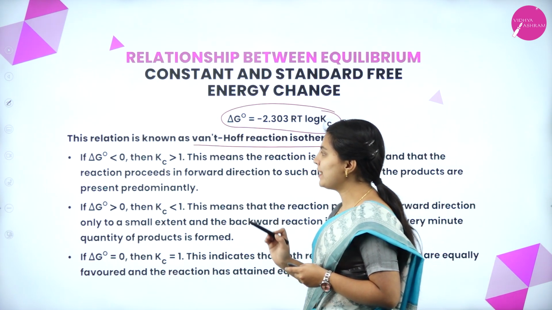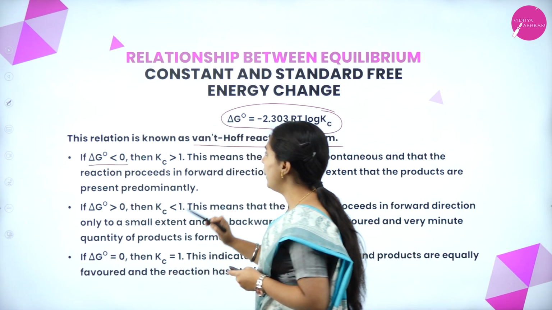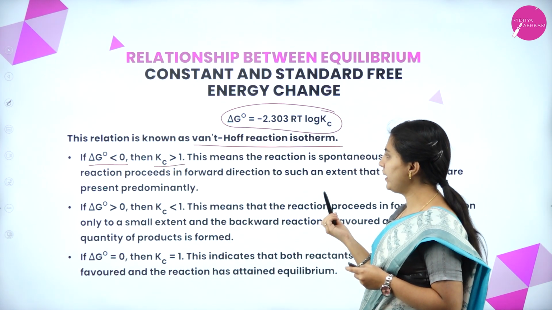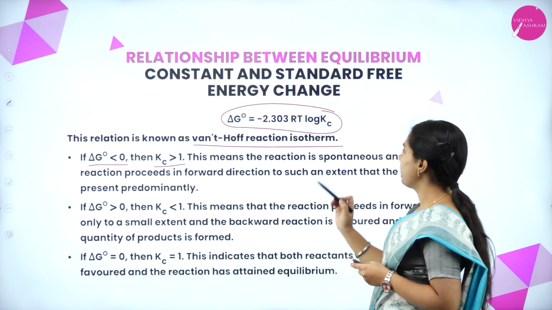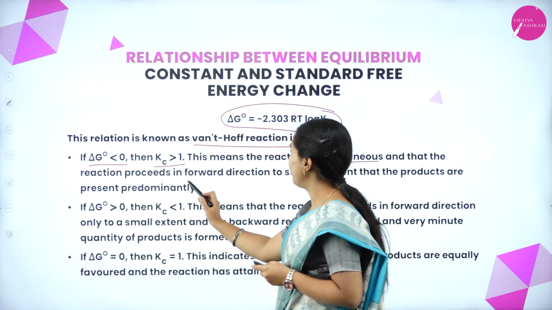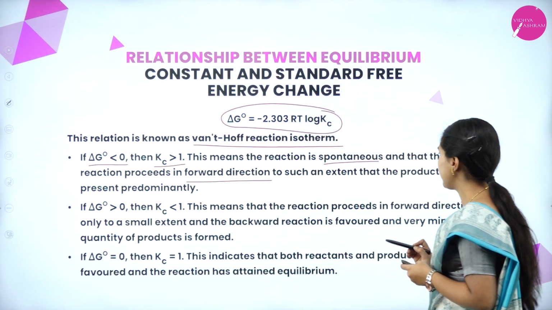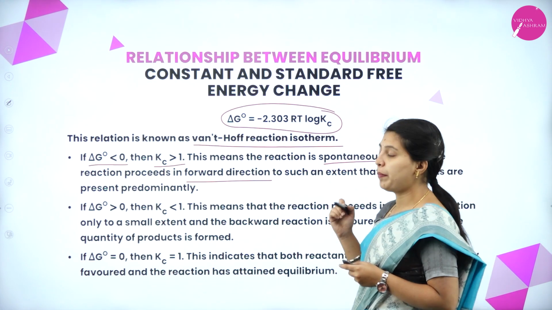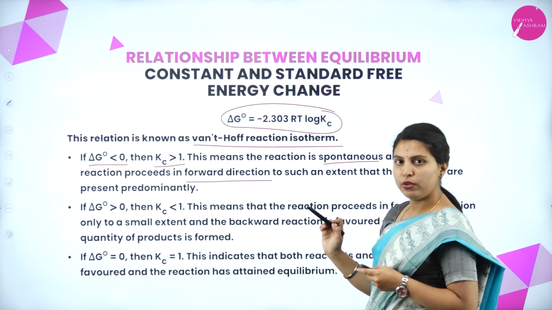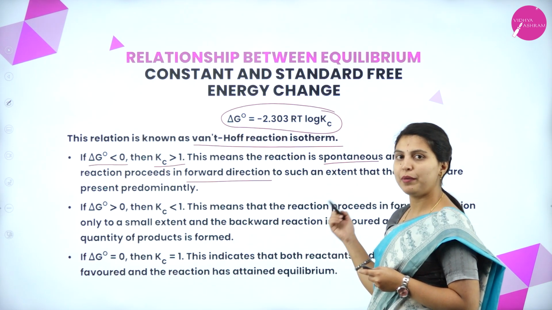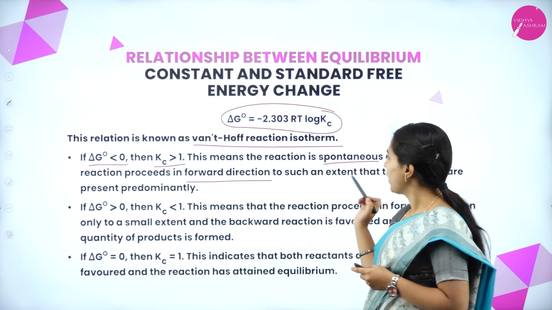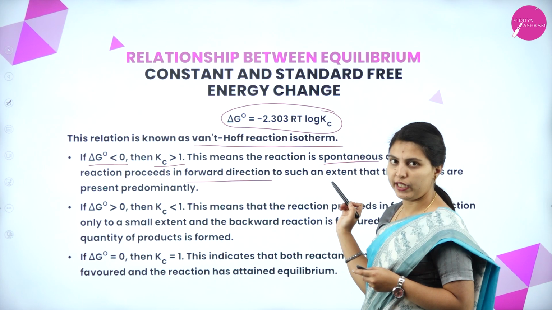If delta G naught is less than 0, then the equilibrium constant will be greater than 1. This means the reaction is spontaneous and proceeds in the forward direction to such an extent that the products are present predominantly. Means if the standard free energy is less than 0, the equilibrium constant will be more than 1. The reaction will move in a forward direction and it will be spontaneous.